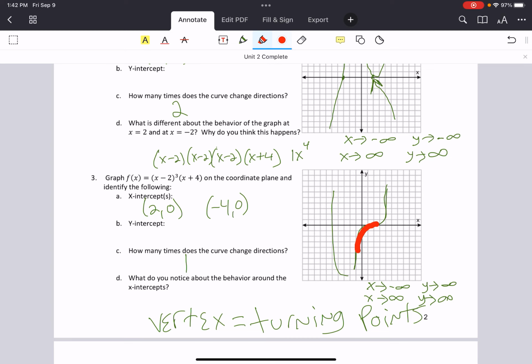Okay, here's our first big pattern. Even degree, hold on, what does the word degree mean? You guys have been talking about degree for years. Come on. What the exponent is? The biggest exponent. Degree is the biggest exponent, right? If the degree is even, my end behaviors will go in the same direction. Always.